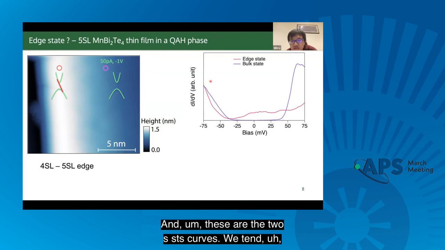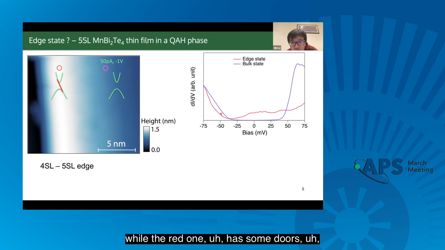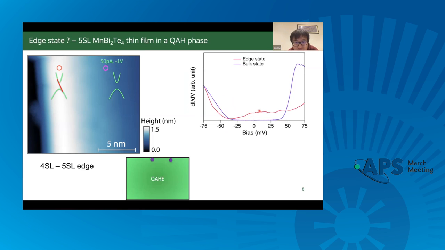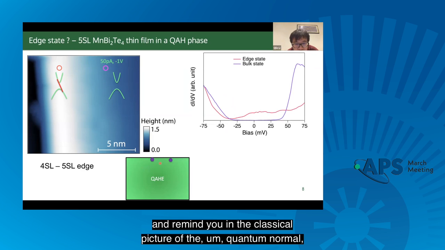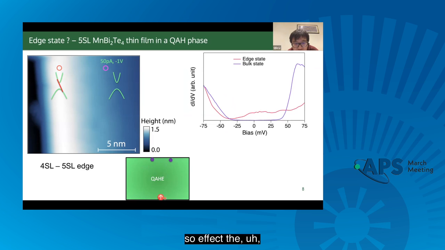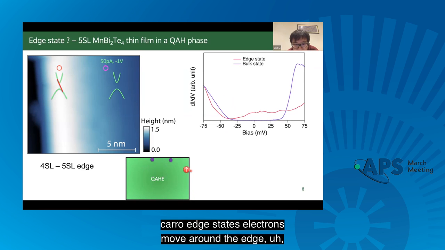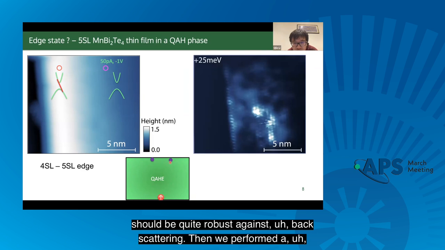And these are the two STS curves we obtained at those two points. You can see for the purple one, there's quite a big gap, like 60 meV, while the red one has some density of states near zero bias. And to remind you, in the classical picture of the quantum anomalous Hall effect, the chiral edge state electrons should move around the edge while the bulk remains insulating. And this edge state should be quite robust against backscattering.